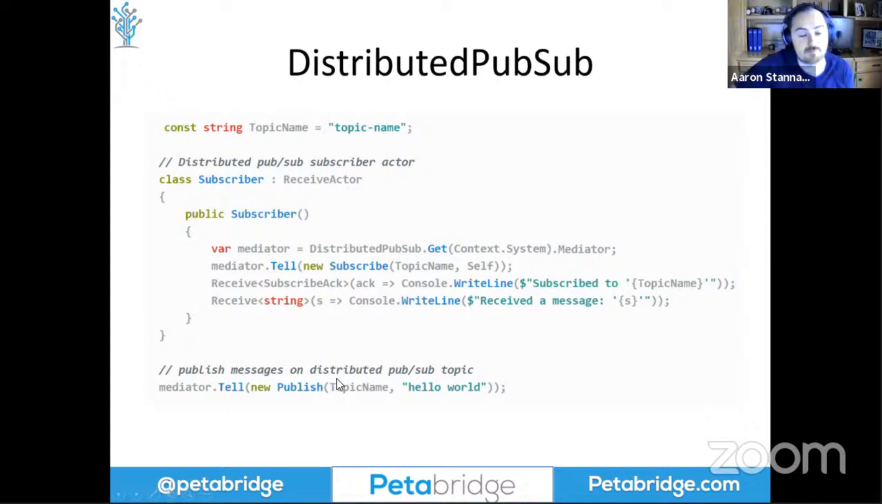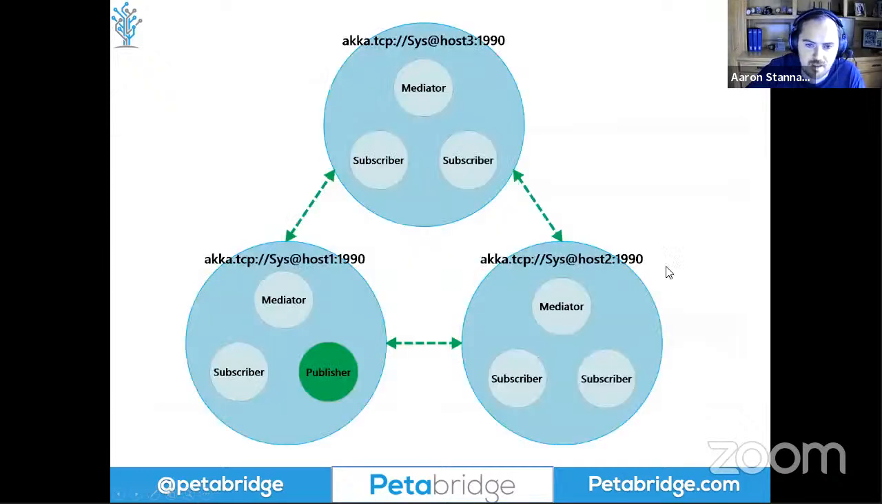Well, if anyone else wants to publish a message to that topic, they just need to tell that mediator actor, I want to publish to this topic and I want to send this message. And that message will get serialized and then transmitted over Akka.remote, and I'll eventually receive a copy of it right here. So distributed pub/sub is fairly transparent. It doesn't take a huge amount of code to wire into it. This is how it actually works behind the scenes though.